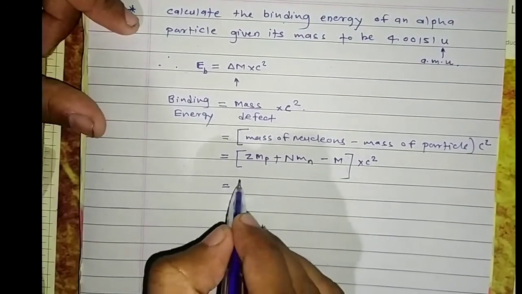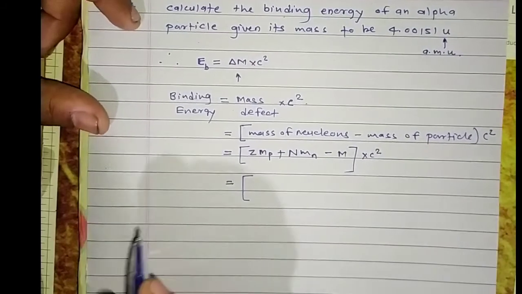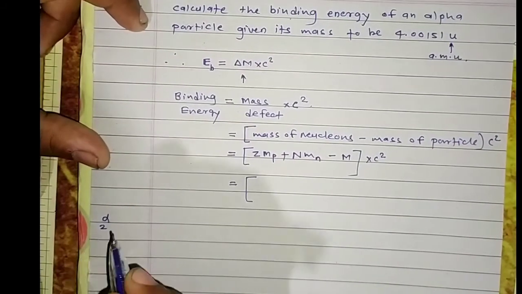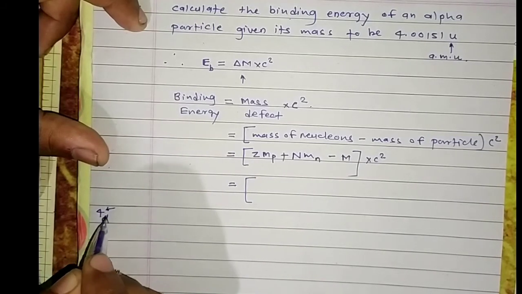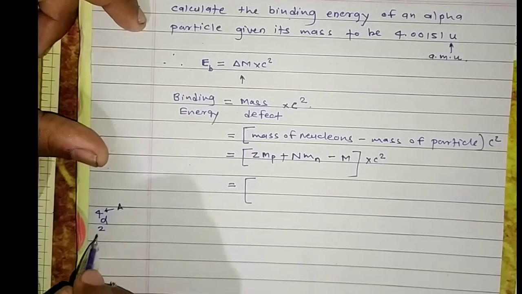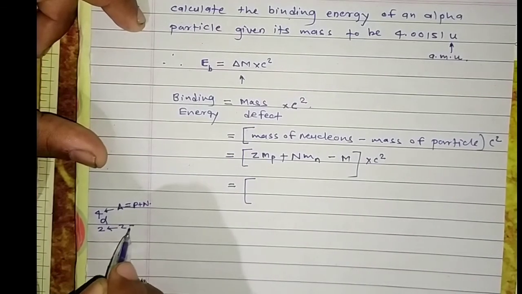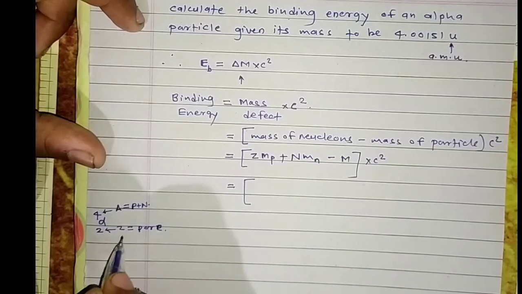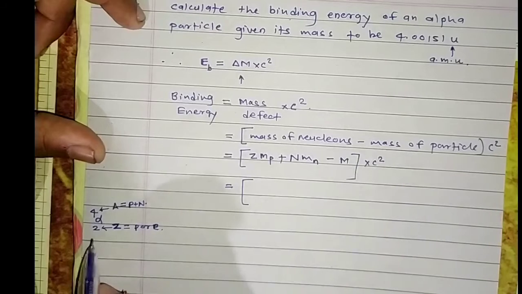So now how many protons and neutrons are in the alpha particle? We know that the alpha particle has 2 protons and 2 neutrons, so the mass number will be 4. A represents the atomic mass number, which is protons plus neutrons, and Z represents the number of protons. You have to just remember it. So how many protons are there? Z, that is 2.